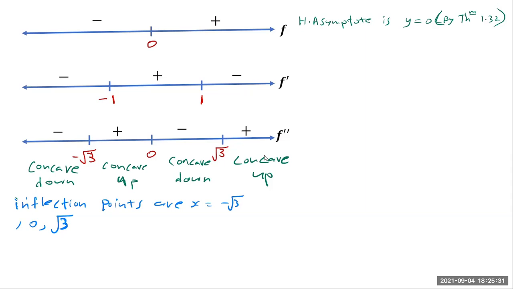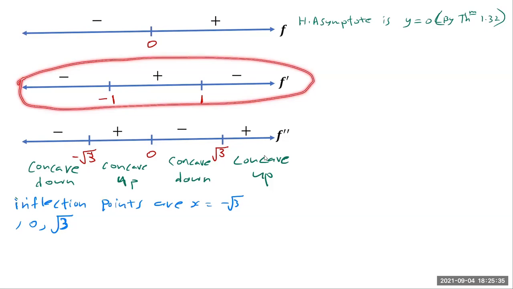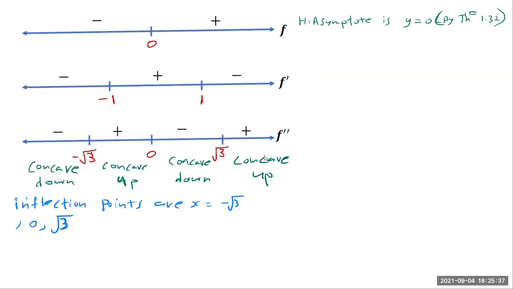Okay, and notice here that I can use this sign chart for the f prime to find the local extrema. As you can see here, the function is decreasing because your f prime is negative. Here it should be increasing. F prime is positive.